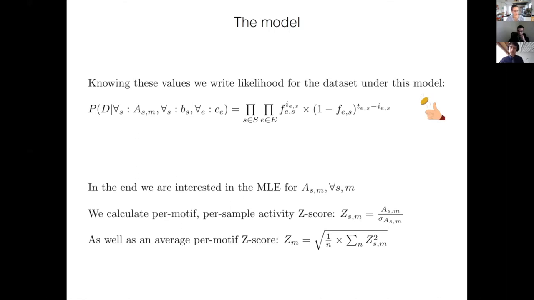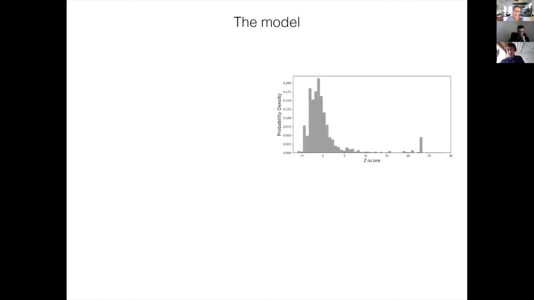So we find maximum likelihood estimates for the parameters of the model. And we are mostly interested in these activities, right? So we have per sample, per motif activities, which then get propagated into Z-scores and aggregated in the end into per motif Z-scores, so a sample-wise aggregation. And this last value, per motif Z-score, is what tells us how well a given motif explains the differential inclusion of cassette exons.